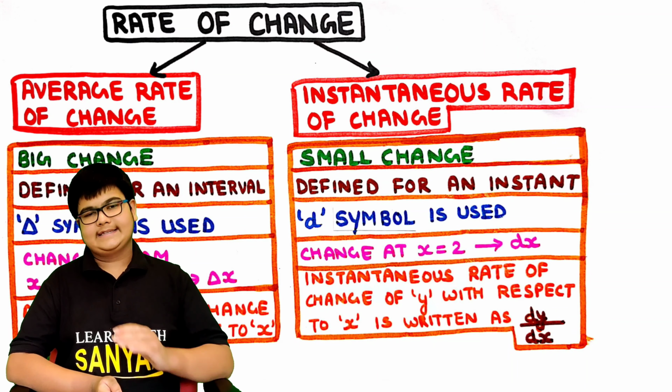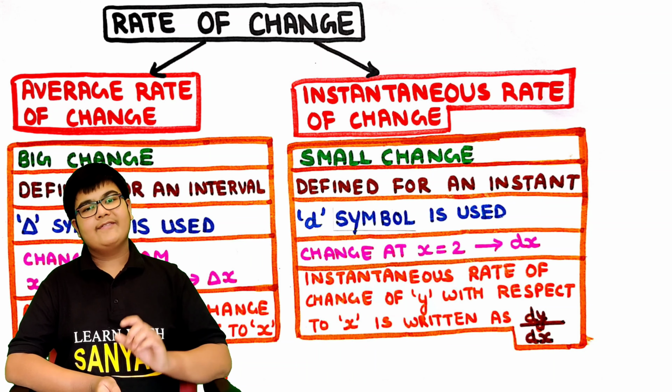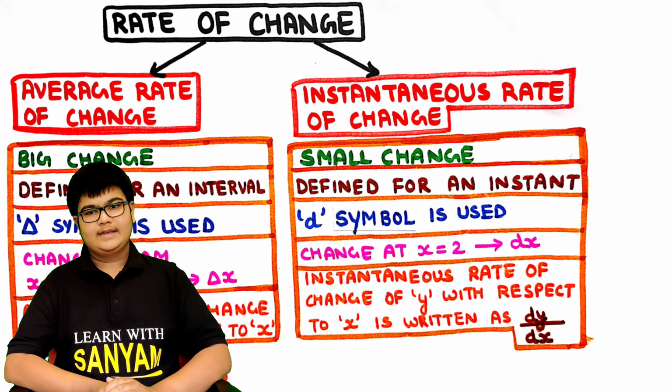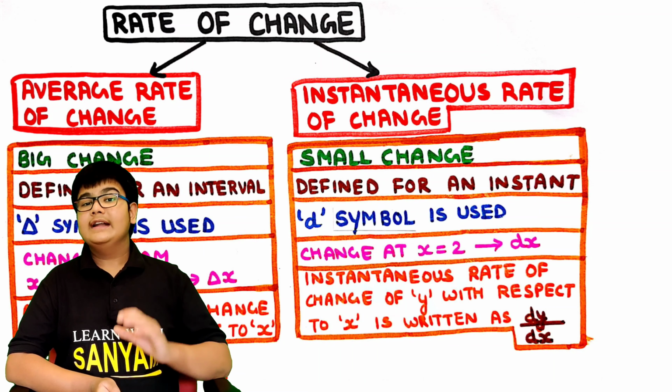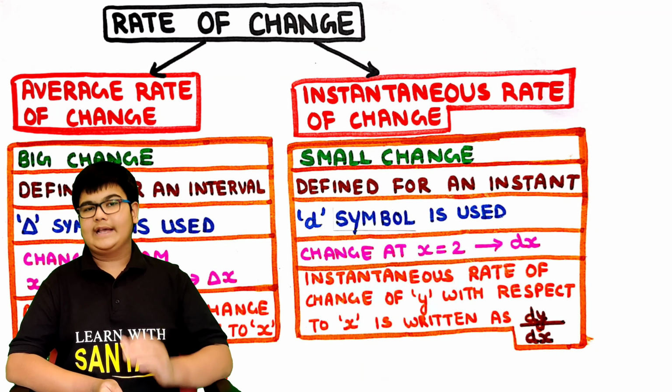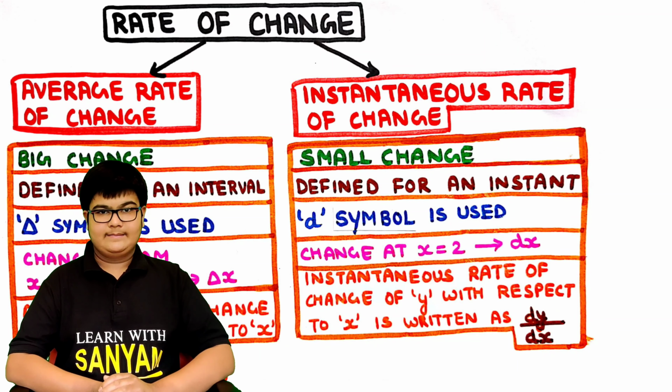So here you can see that in dy upon dx, how will we solve it? We have to use differentiation. So to find the value of dy upon dx, we will have to differentiate y with respect to x. So let's see the major laws of differentiation. Let's study the rules of differentiation.